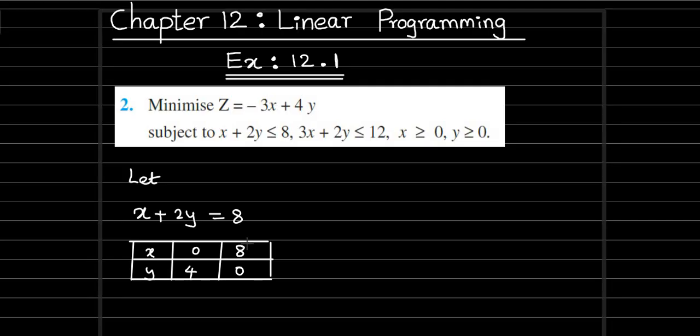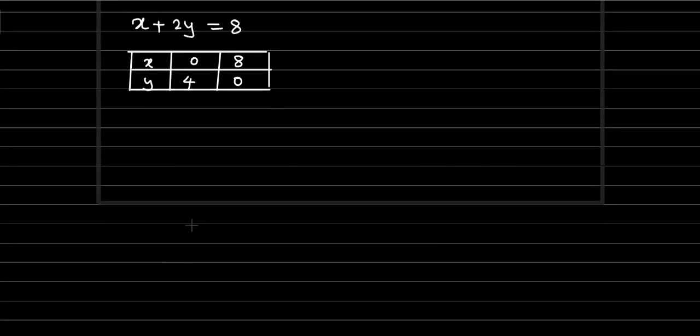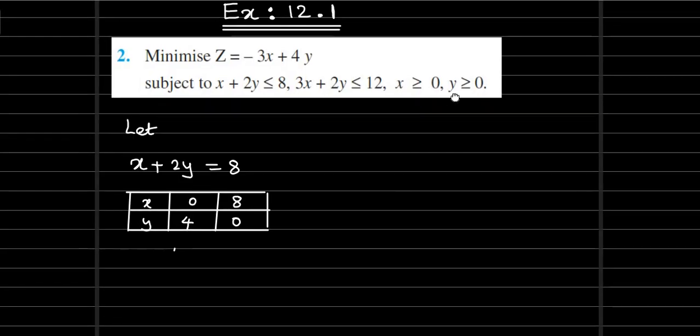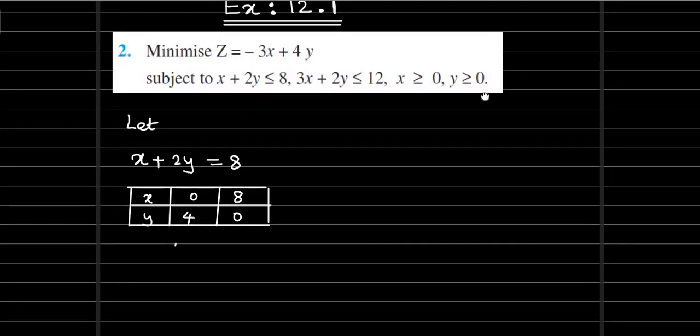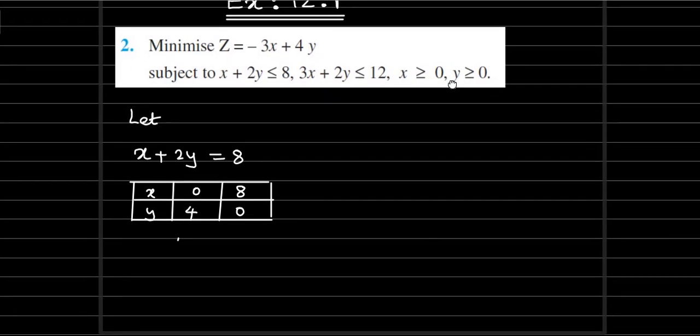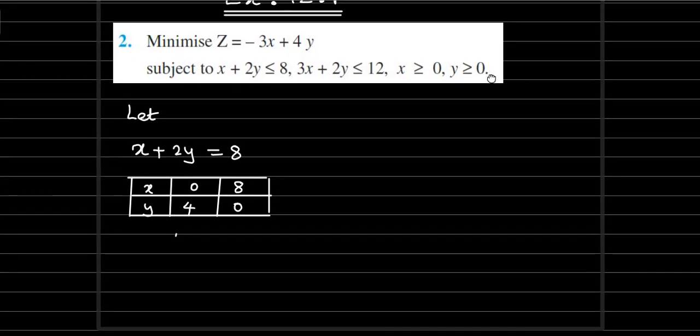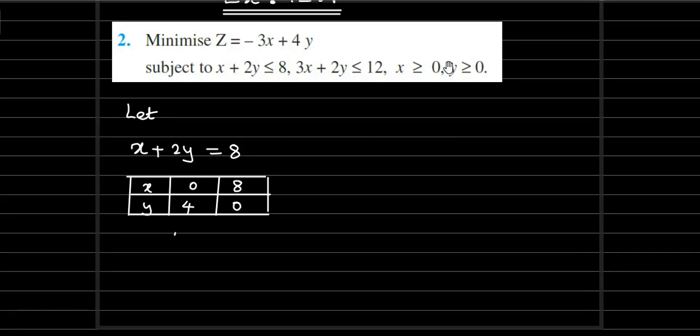Now let's draw the straight line in a graph. And we know that the last two inequalities, x greater than or equal to 0, y greater than or equal to 0, mean our common solution is going to be in the first quadrant only. So I'm going to give more space for the first quadrant.